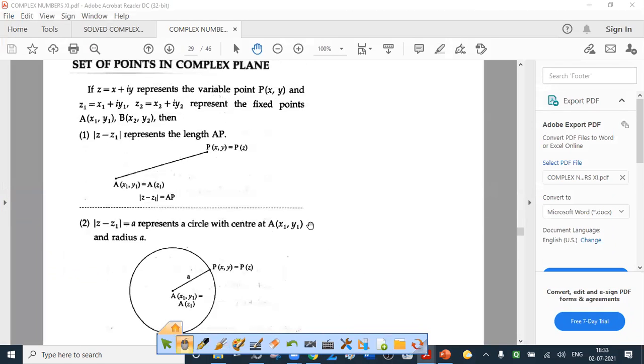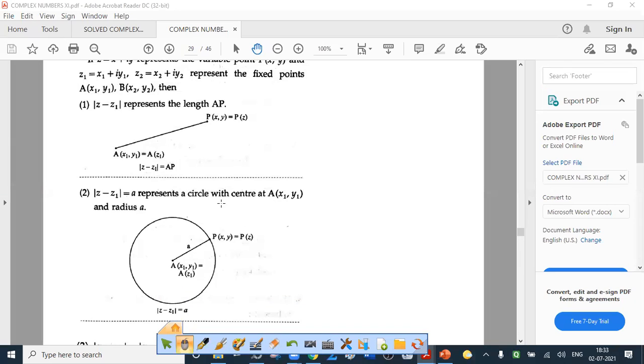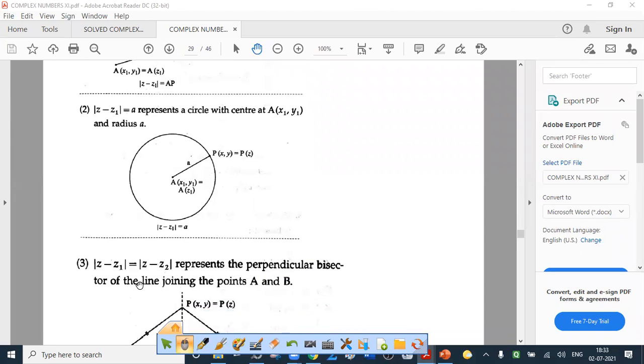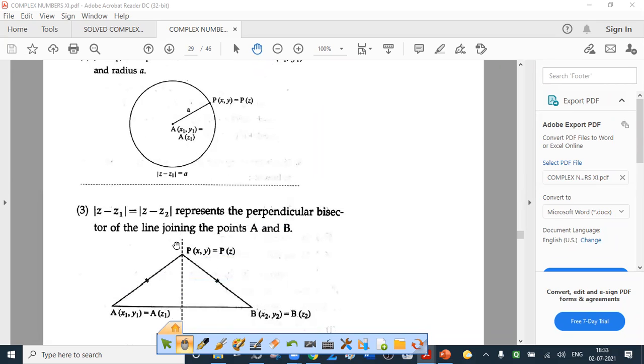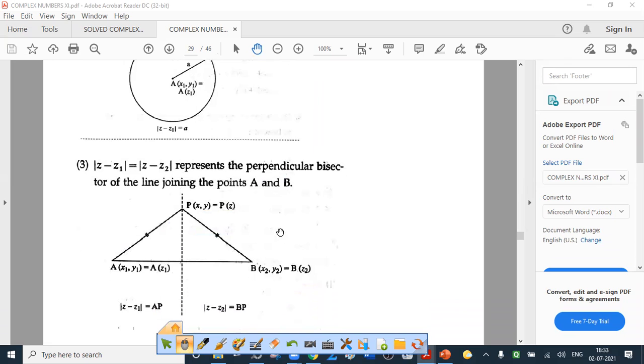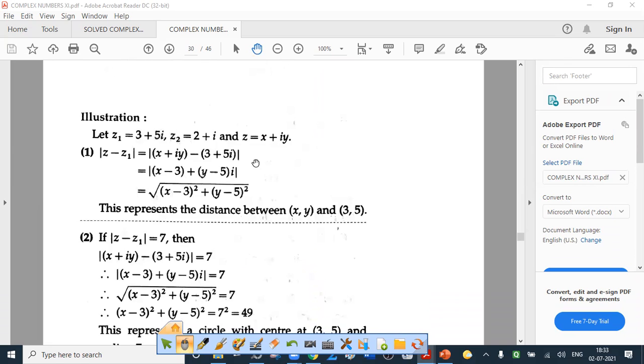Now, one student is asking, are we supposed to remember this? No. It is sufficient if you understand the explanation part, more than sufficient. Now, mod of z minus z1 equal to mod of z minus z2 represents the perpendicular bisector of the line joining points A and B. Okay, this is the third part.